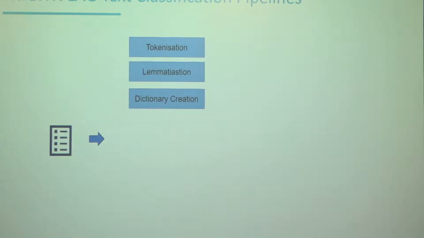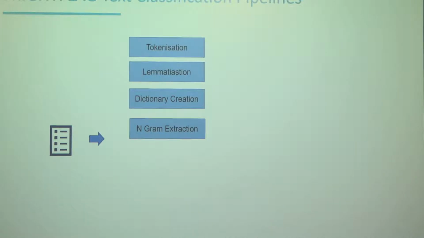Dictionary creation, so we want some sort of dictionary or index that allows us to go from a word through lemmas into a kind of dictionary form that we can use to create a matrix for our models. N-gram extraction, so we typically spend a lot of time figuring out what the n-grams or the multi-word groups in our text are.